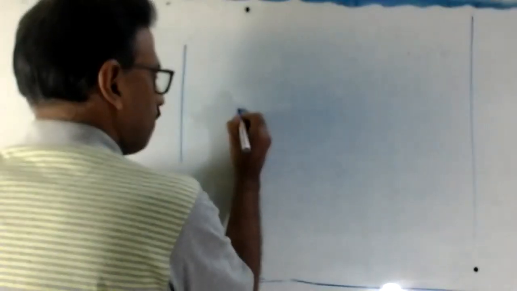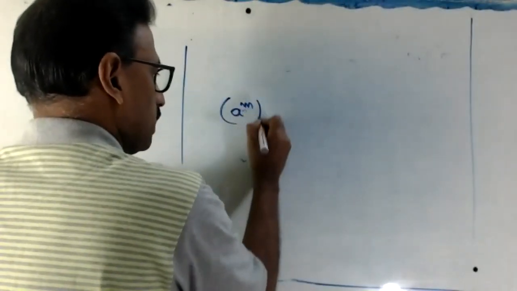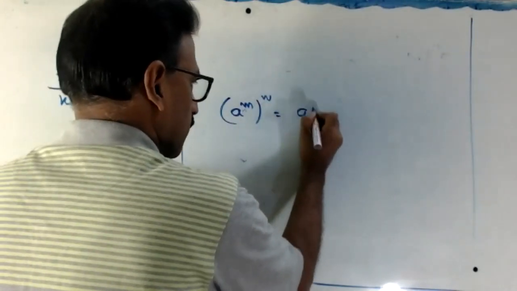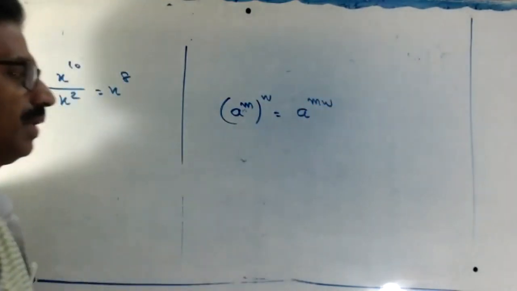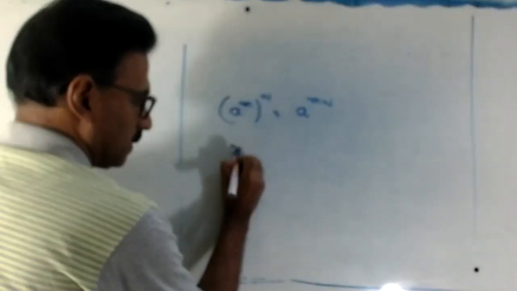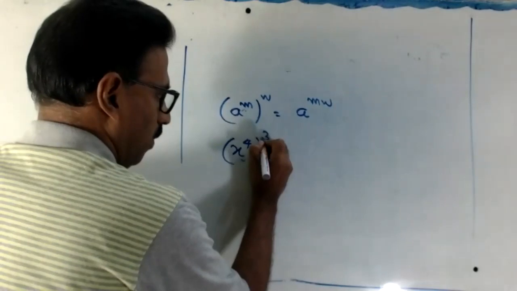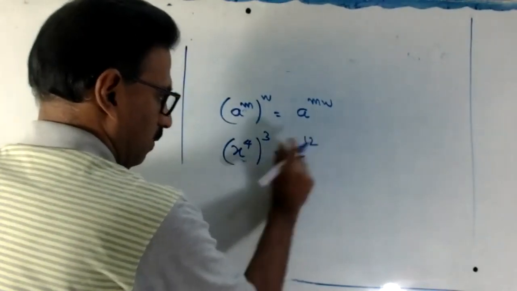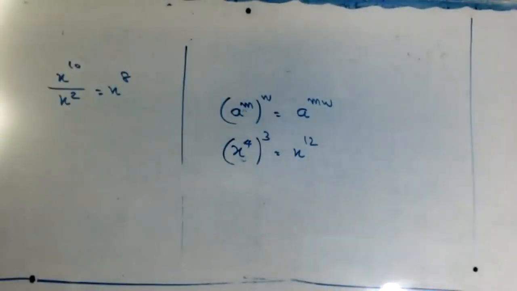A raised to m all raised to n, that is a raised to mn, m into n. Just multiply mn. Example, x raised to 4 into 3, all raised to 3, that means x raised to 12, 4 into 3. Okay.